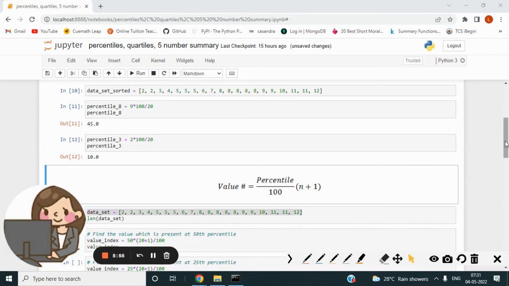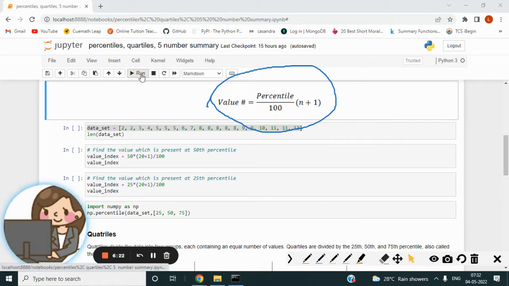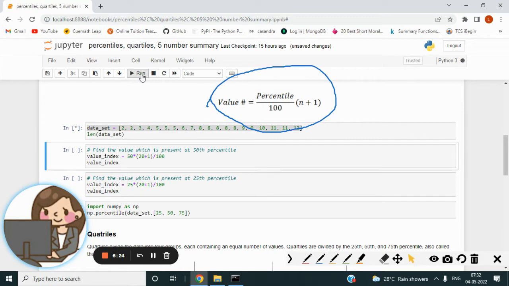Now, if you want to know which value is at some percentile, like if you want to know the value which is at 25th percentile or 50th percentile, then this is the formula that you have to use for that. So here again we have a data set. Okay, we have a data set over here, so I'm just finding the length of it, 20.